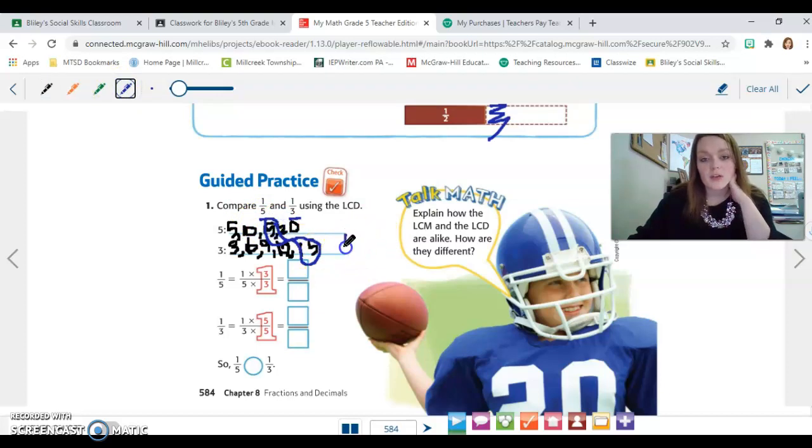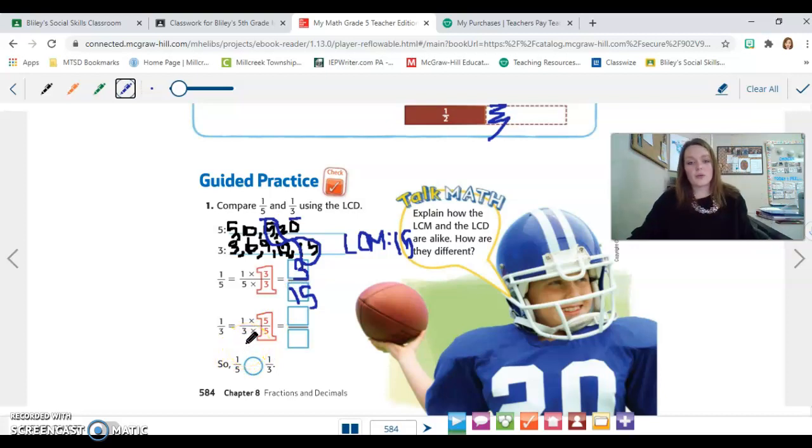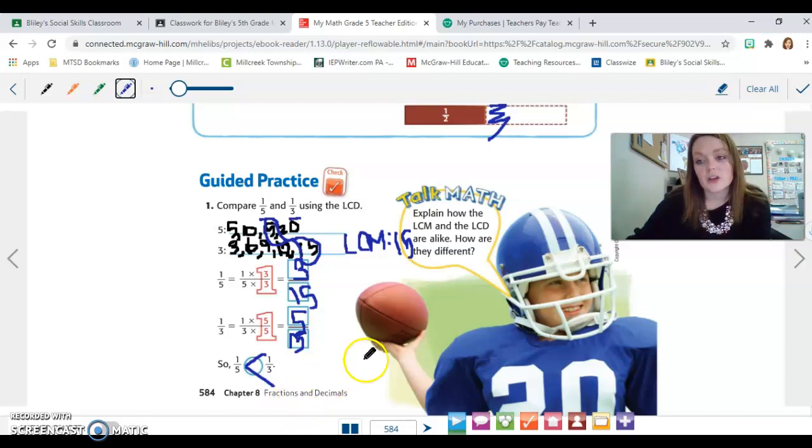So now what I need to do is figure out what I need to multiply my denominator by to get 15. So I have 1/5. I need to times 5 by 3 to get 15. And when I do the bottom, I'm going to do the top. So 1 times 3 is 3. Then I have 1/3. I need to times 3 by 5 to get 15. And 1 times 5 is 5. So I have 3/15 and 5/15. Is 3 or 5 larger? 5 is larger, so my larger fraction is 1/3.